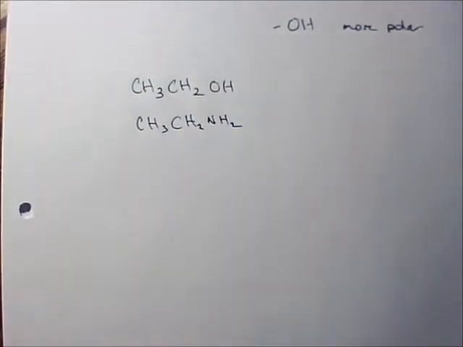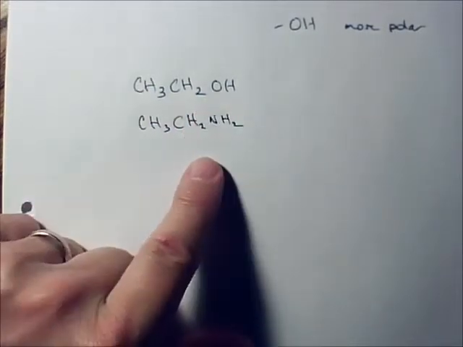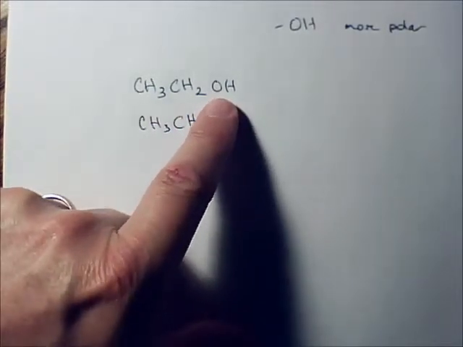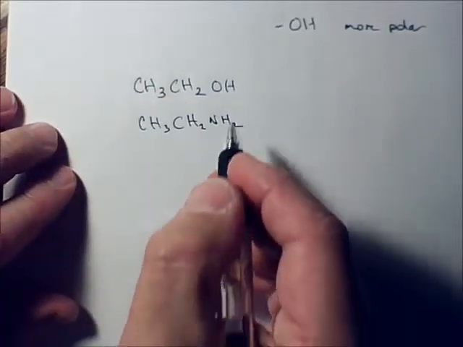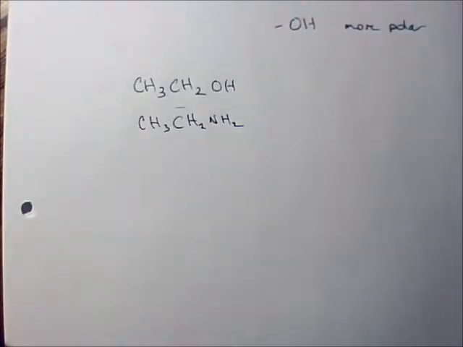Which one of these is going to be a liquid, which one's going to be a gas at room temperature and pressure? Okay? Because why? OH is more polar than NH2 is. They're still both polar, but this one has more strength of attraction between this structure and another one like it than this one does. Does that make sense?